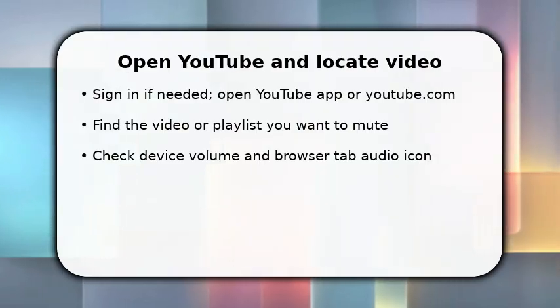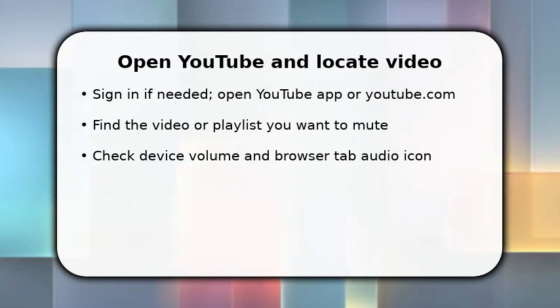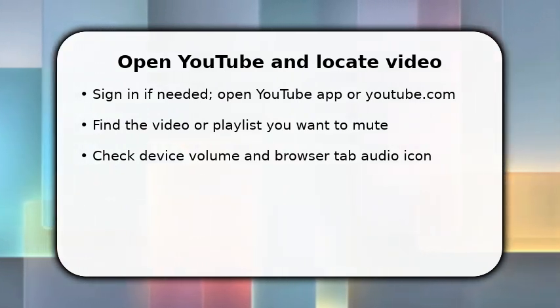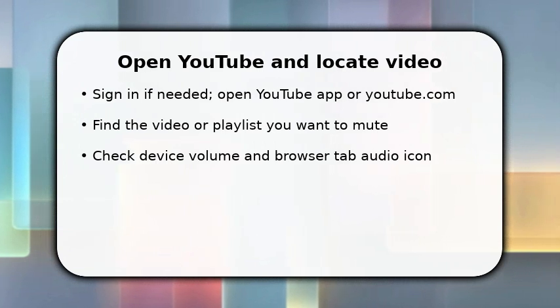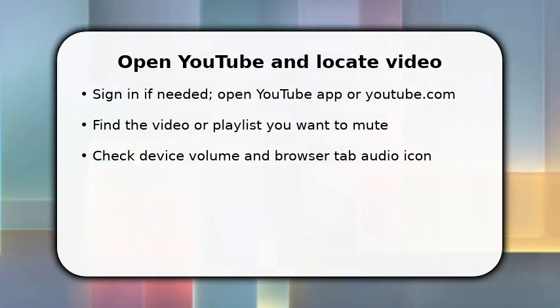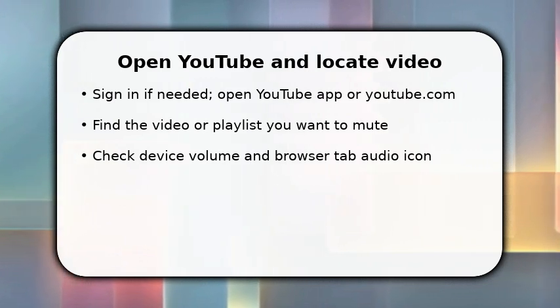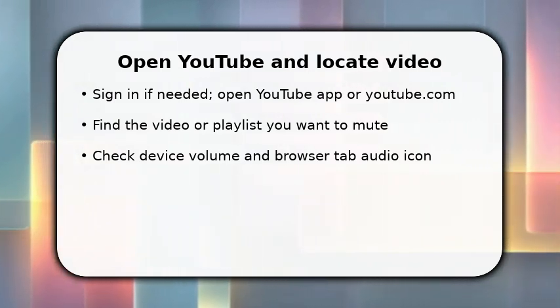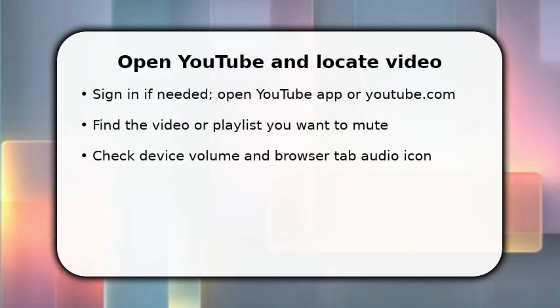You start by opening YouTube and navigating to the exact video or tab you want to silence. Once there, make sure the player is visible. If using a browser, look for the tab speaker icon. You should also glance at your device volume controls so you know whether to mute the app or system.